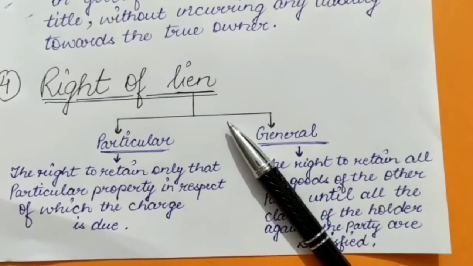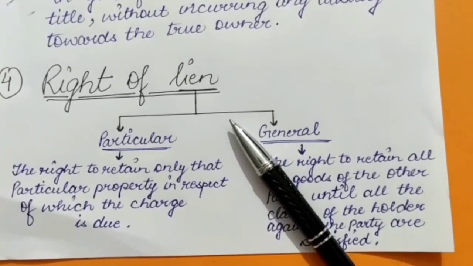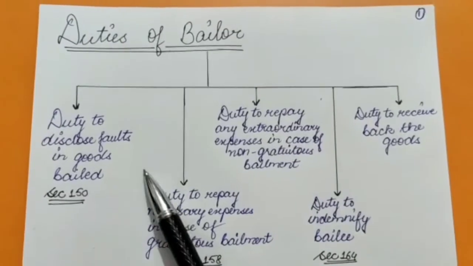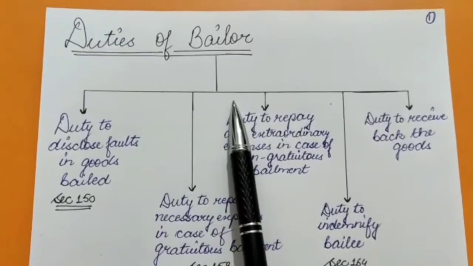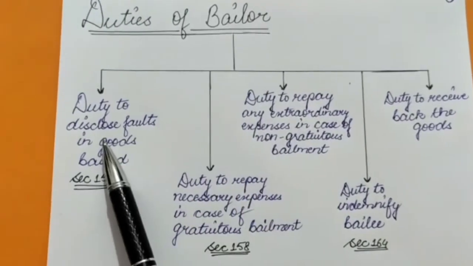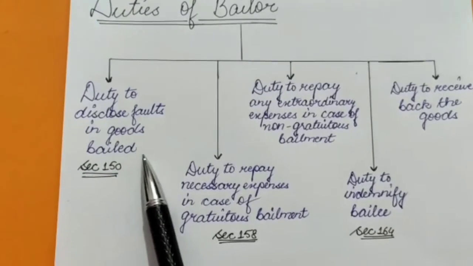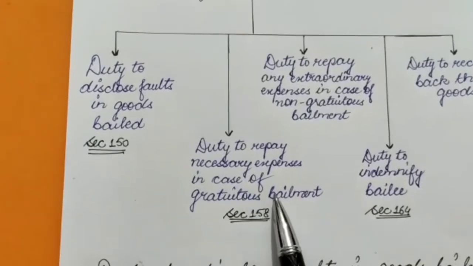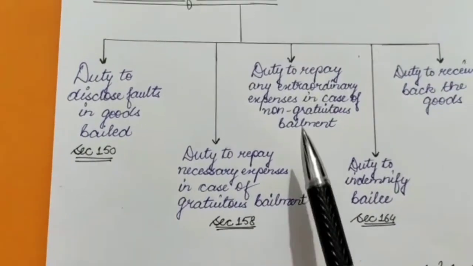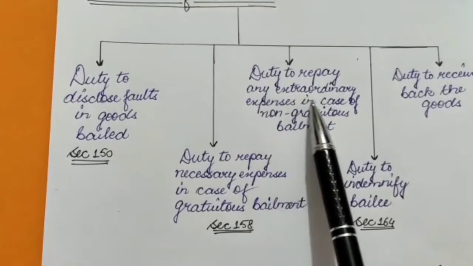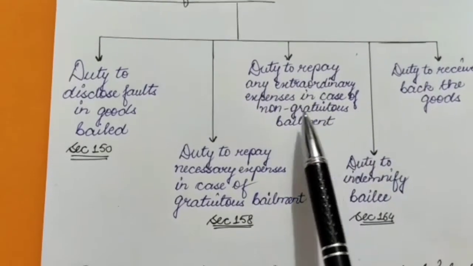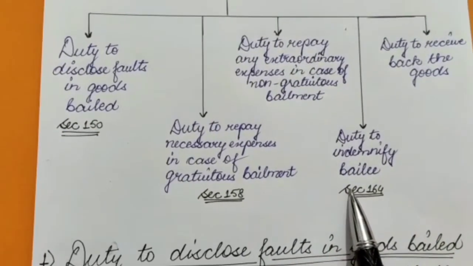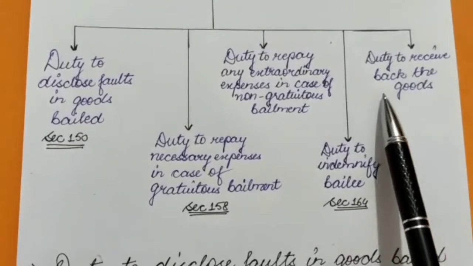Now, we will study the next topic of this chapter, that is, duties and responsibility of the bailor. So, the next topic is duties and responsibility of the bailor. Duty to disclose faults in goods bailed. Duty to repay necessary expenses in case of gratuitous bailment. Duty to repay any extraordinary expenses in case of non-gratuitous bailment. Duty to indemnify the bailee. Duty to receive back the goods.